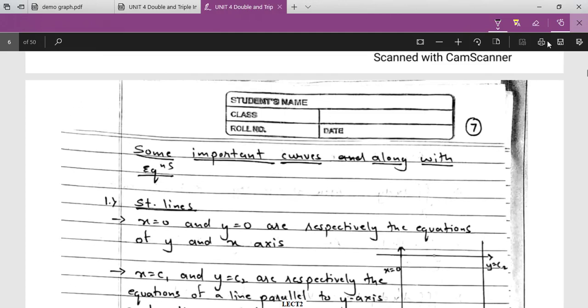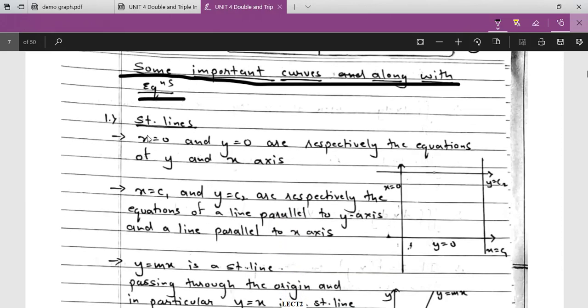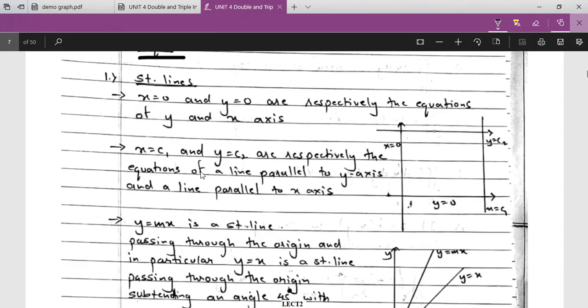So these are some important curves along with their equations, right? You should know these. A straight line, x equal to 0 and y equal to 0 are respectively the equations of the y-axis and x-axis. So x is at a distance c1, and y is at a distance c2, these particular lines are respectively equations of lines parallel to the y-axis and parallel to the x-axis.